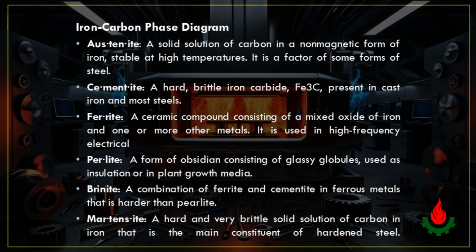It is used in high-frequency electrical applications. Perlite, a form of obsidian consisting of glassy globules, used as insulation or in plant growth media. Bainite, a combination of ferrite and cementite in ferrous metals that is harder than pearlite. Martensite, a hard and very brittle solid solution of carbon and iron that is the main constituent of hardened steel.